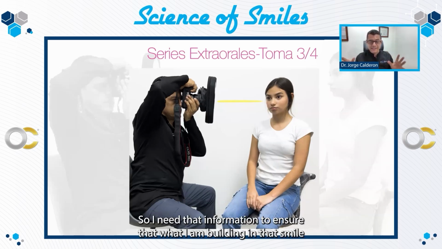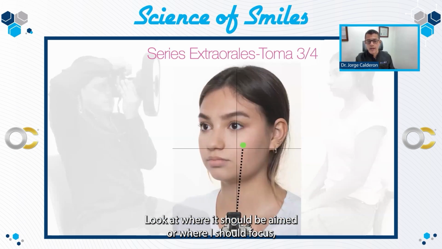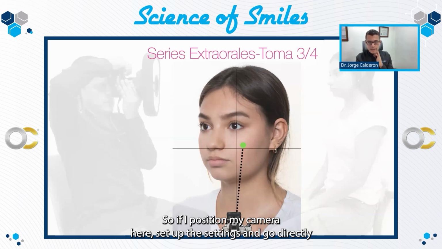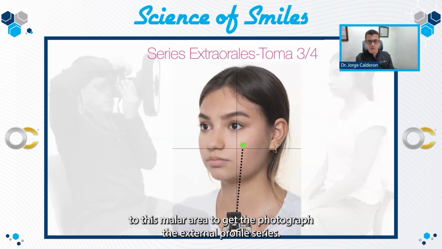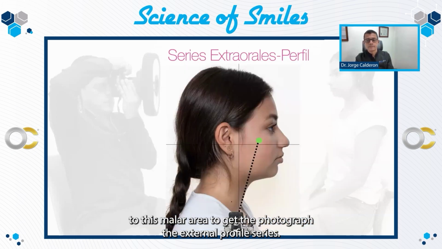So I need that information to ensure that what I am building in that smile looks perfect in my 180 social degrees. So this is the 3/4 shot. Look at where it should be aimed or where I should focus and where I need to place my eye to get this type of photograph. So I position my camera here, set up the settings, and go directly to this malar area to get the photograph. The extraoral profile series.